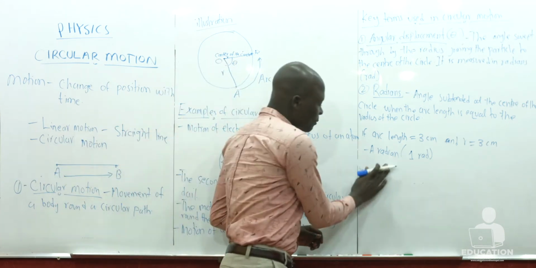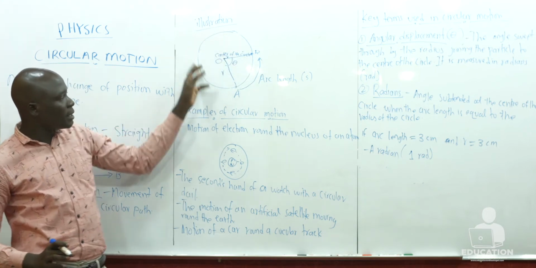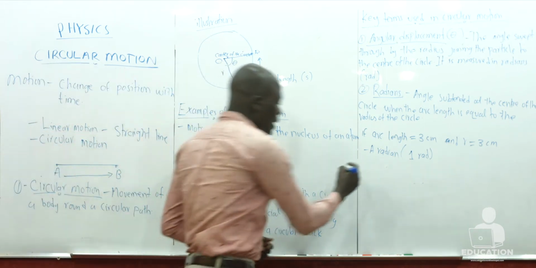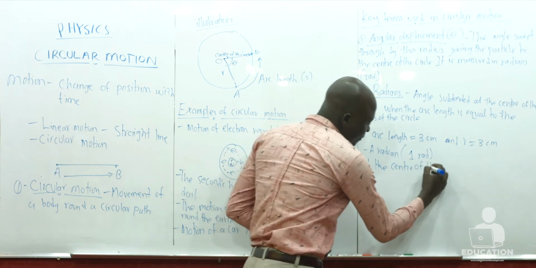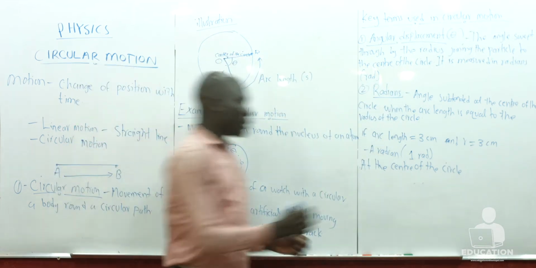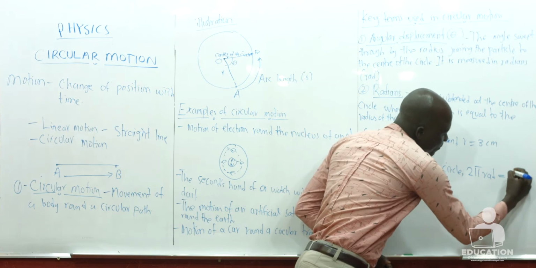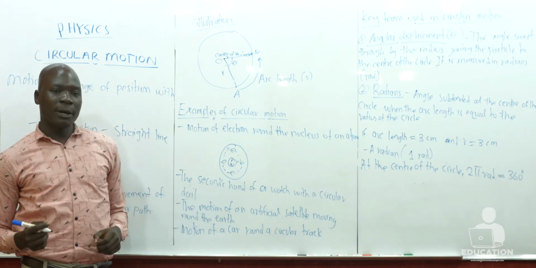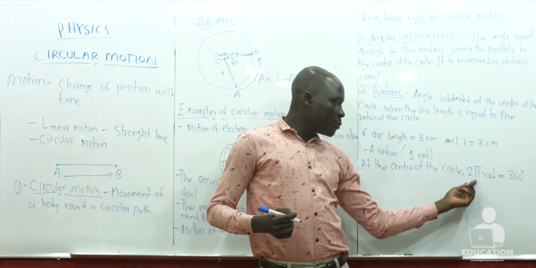Now, when a body completes a full circle, means it has moved in a full circular path, then the total angle in a circle is 360 degrees. But how do we write 360 degrees in radian? We say at the center of the circle, meaning when the body has moved in a full circular path, we shall have that 2 pi rad is equal to 360 degrees. Just as we know from mathematics, we say the total angle in a circular path is 360 degrees. So we shall find that this 360 degrees in radian, it is equal to 2 pi rad.